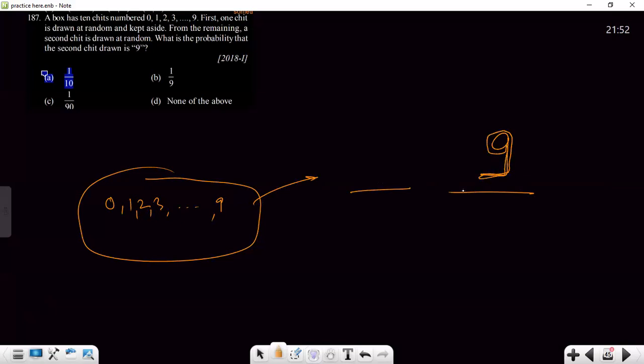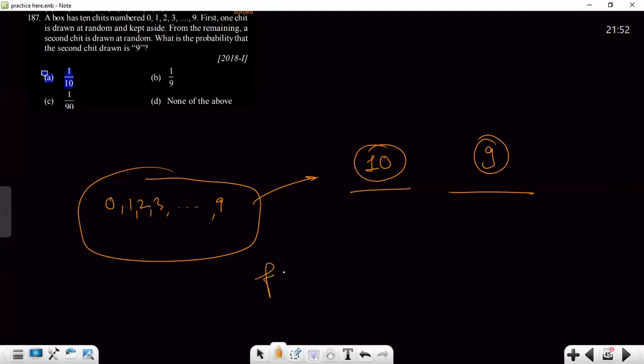So how many chits can be withdrawn at first? There are 10 cases. We are not discussing the favorables, just how many cases there are. And how many chances are there for the withdrawal of the second ticket? There are 9 chances, because one is already withdrawn.